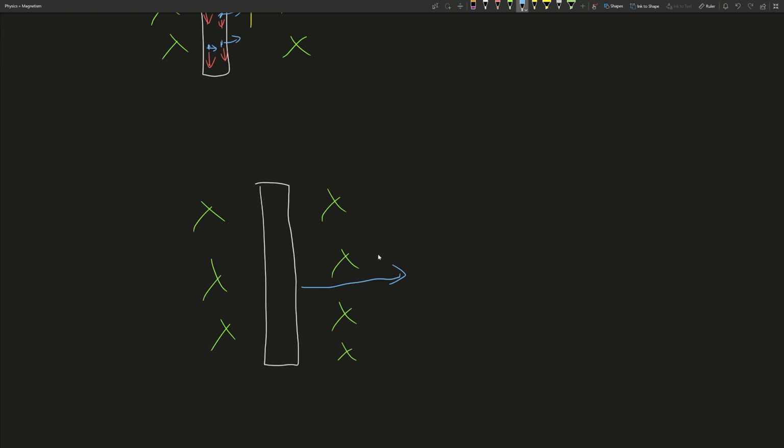If this bar is moving with a constant velocity to the right, think about it: in order to move it to the right, there has to be an applied force to the right. But since it's moving at a constant velocity, there has to be another force that counteracts this applied force. And so this is the magnetic force, or the magnetic component of the Lorentz force.